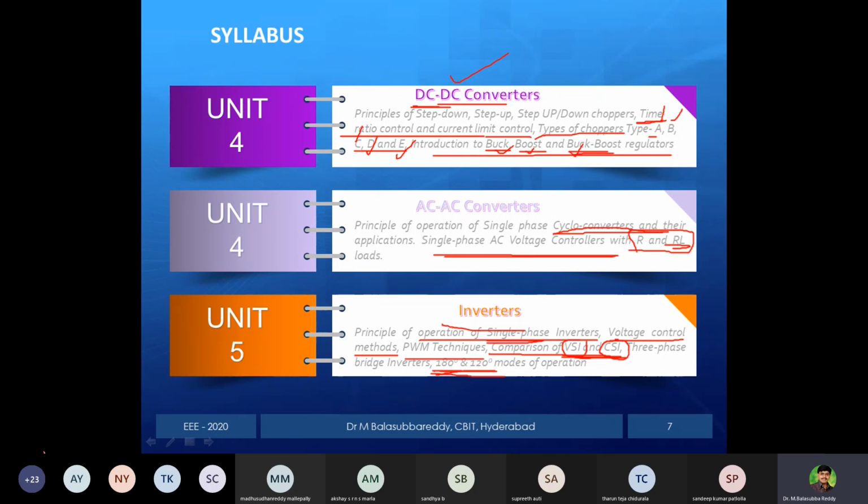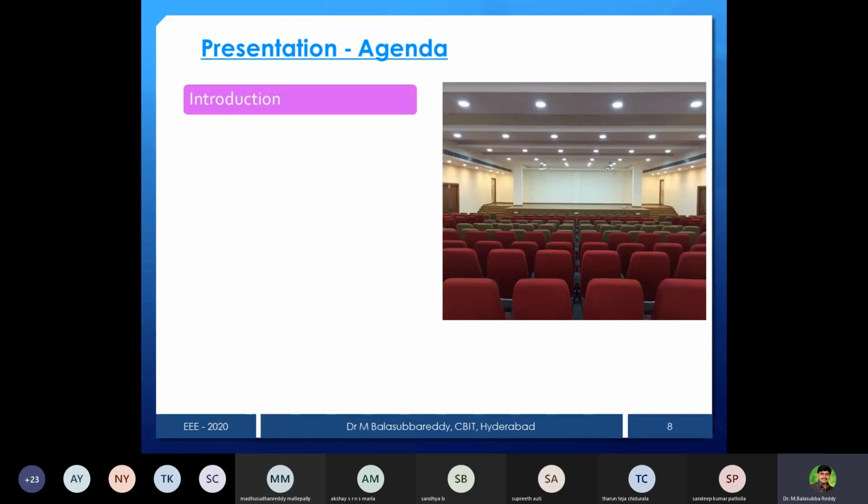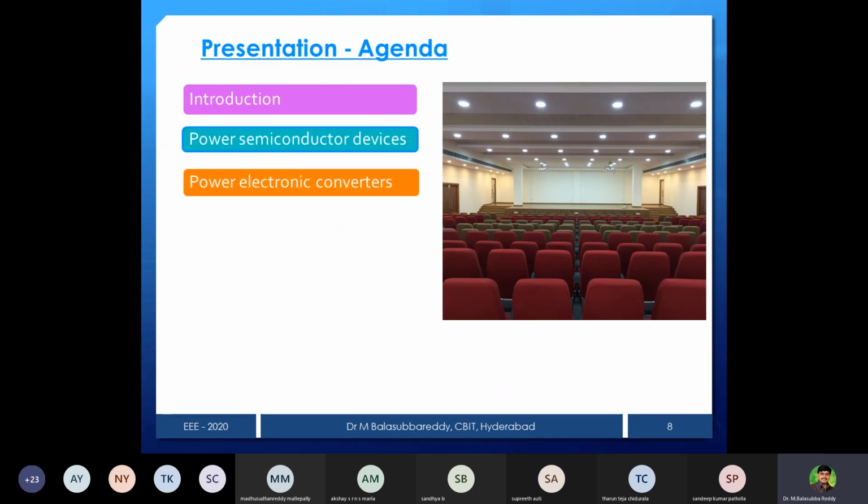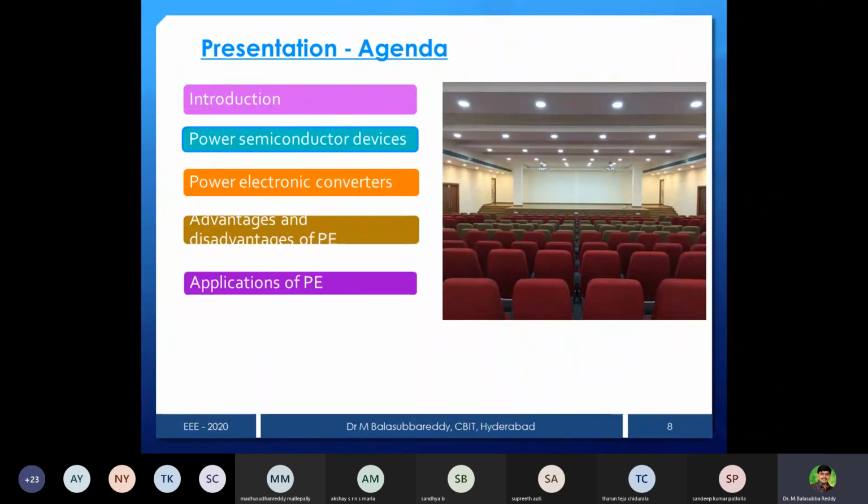And these are about the syllabus. And now we'll see today's presentation agenda. Again, introduction of individual controllers in depth a little bit, and then power semiconductor devices. What are the devices? That is what we see in the first unit: IGBT, MOSFET, BJT and all. And then power electronic converters, I will explain the types of converters here. And then advantages and disadvantages of power electronics, and then applications of power electronics. This is just the basics of this subject.